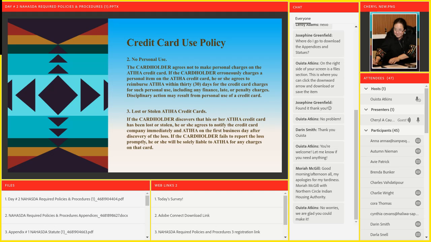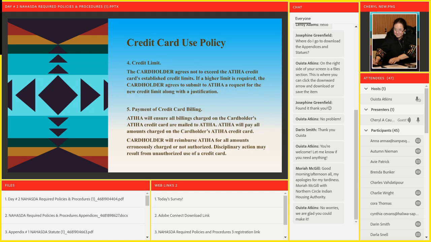Lost or stolen ATIHA credit cards. If the cardholder discovers that his or her credit card has been lost or stolen, he or she agrees to notify the credit card company immediately and the ATIHA on the first business day after discovery of the loss. Don't hide it and try to find it. If the cardholder fails to report the loss promptly, he or she will be solely liable to the ATIHA for any charges on that card.